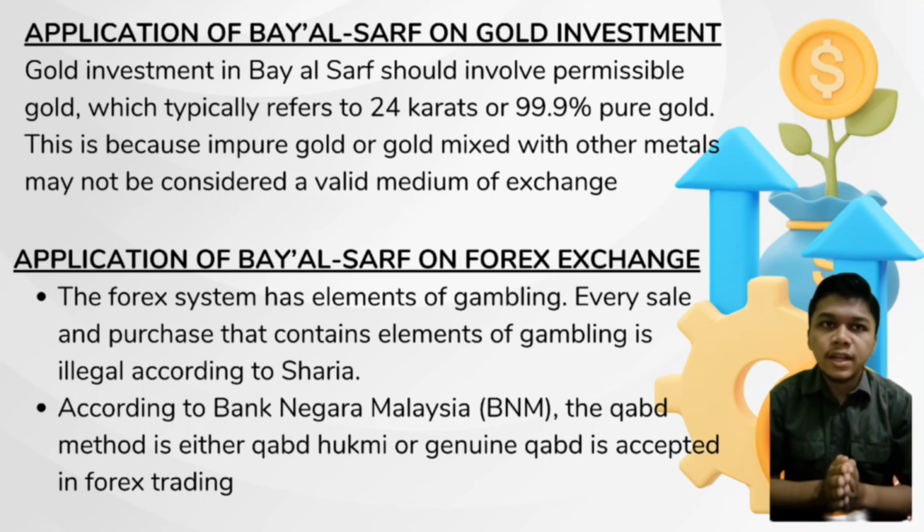Furthermore, I will be moving on to the application of Bai al-Sarf on forex exchange. The forex system has elements of gambling. Every sale and purchase that contains an element of gambling is illegal according to Sharia. The Quran text, Surah Al-Maidah, clearly shows the prohibition of al-maisir, referring to the context of forex trading. Most websites or online trading platforms clearly state that there is a high risk disclosure against this transaction. Based on the Surah statement, it clearly shows that forex trading is a business of buying and selling that is not sure of profit or loss.